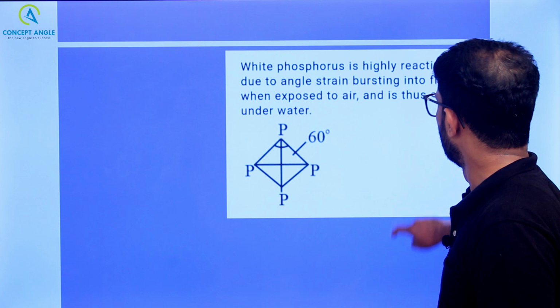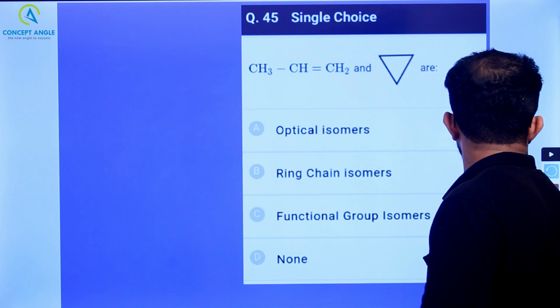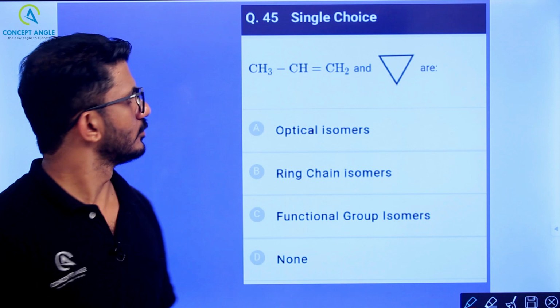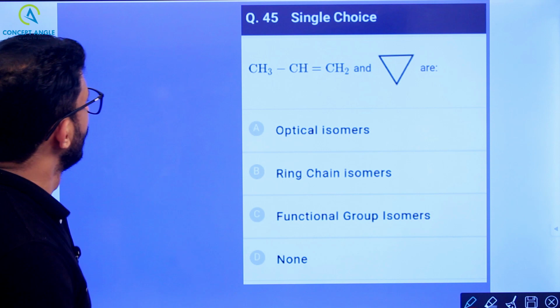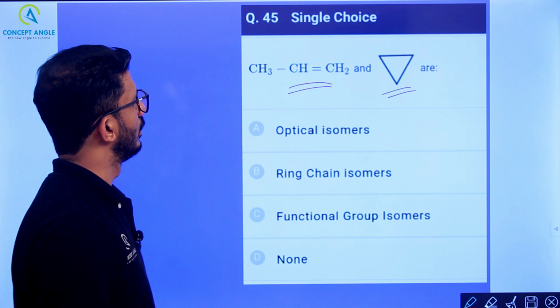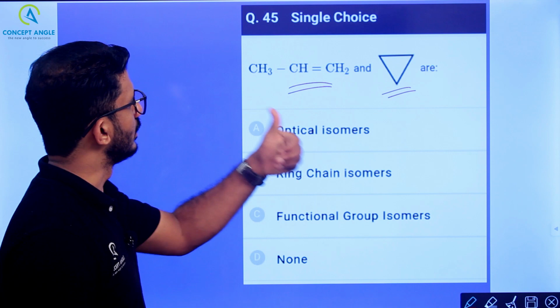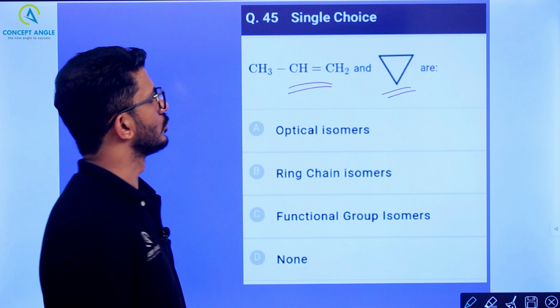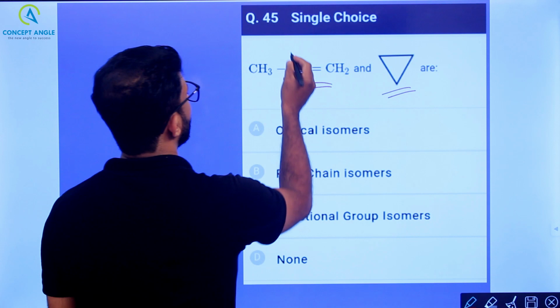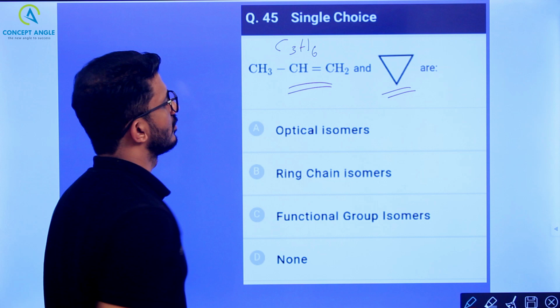The last question in this series is a very simple question. It's from organic, related to isomerism. Commonly the questions from isomerism are a little bit difficult, but this is an easy question. This is propene, and this is cyclopropane. One has an open chain structure, the other has a ring structure, a closed chain structure. Both are unsaturated, and both have the same chemical formula, C3H6.